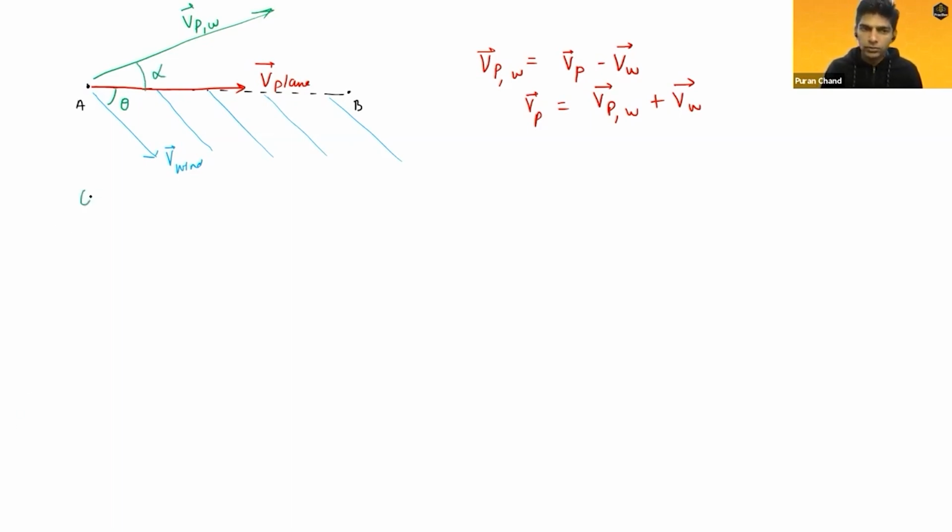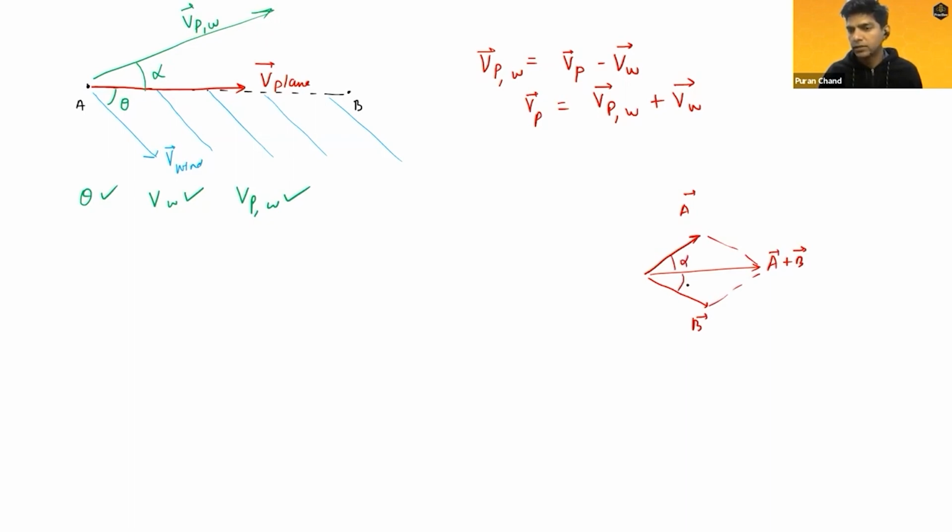Theta is known to us, and we know VW. VPW is known to us as well. So this is given. Can we find alpha from here? If we have two vectors, this is vector A and say this is vector B, and their resultant is along this, so this is A plus B. Say this angle is alpha and this angle is beta.